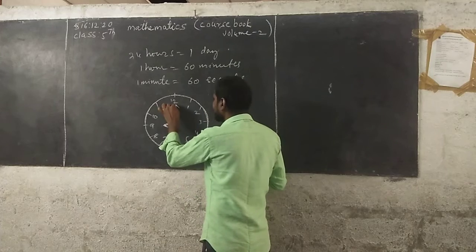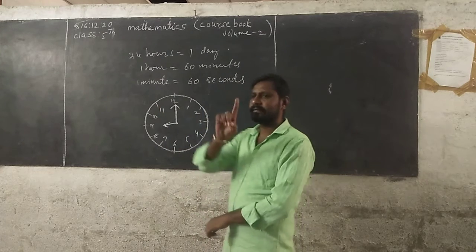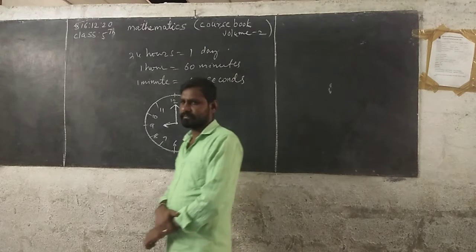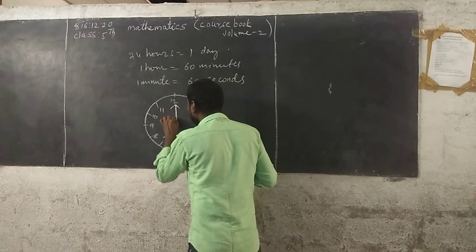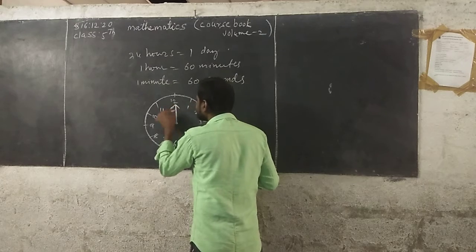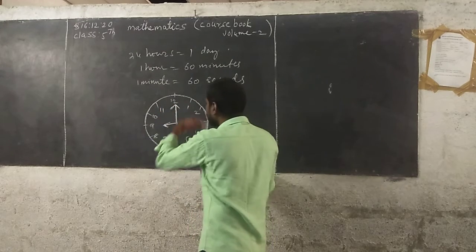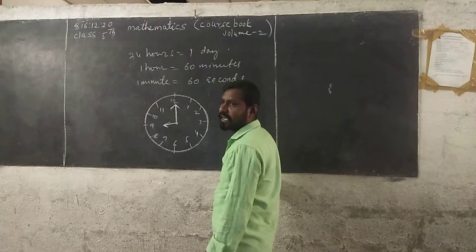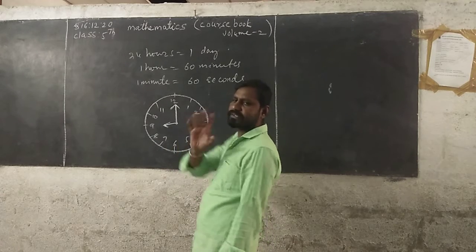In this clock, when the minutes hand completes 1 round, that makes 1 minute. The minutes hand completes 60 rounds around the clock, which makes 60 minutes, that is equal to 1 hour.